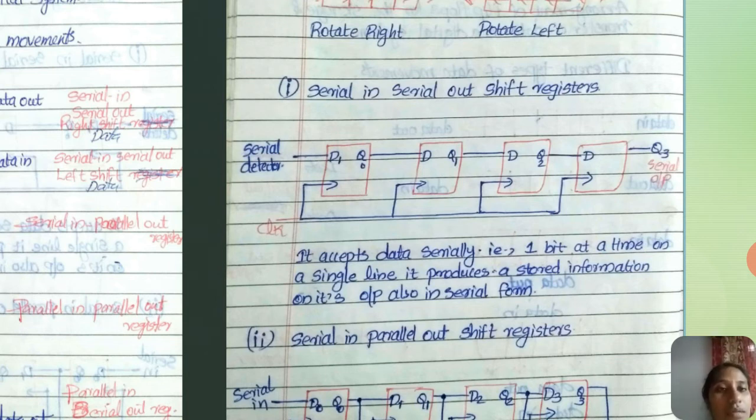So here data inputting and output process are being done in serial fashion. So it accepts the data serially, that is one bit at a time on a single line. It produces the stored information on its output also in serial form. Okay, this is about serial in and serial out shift register.